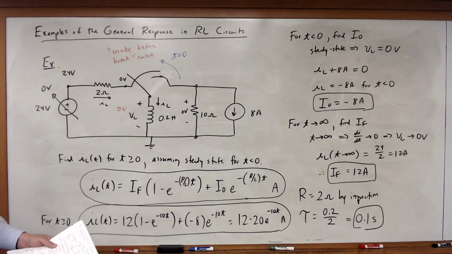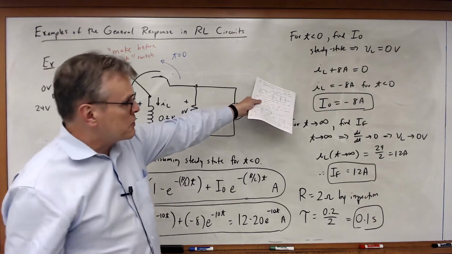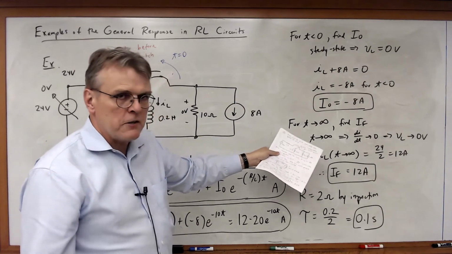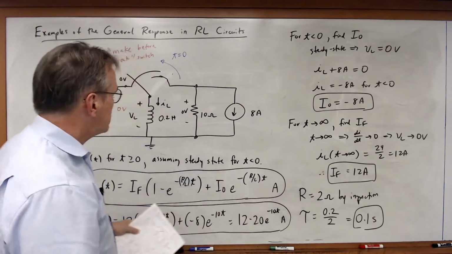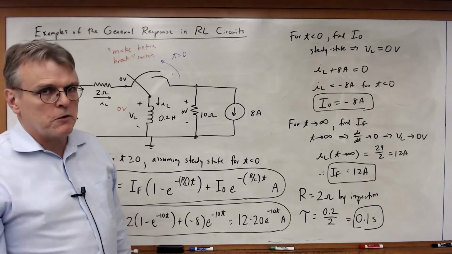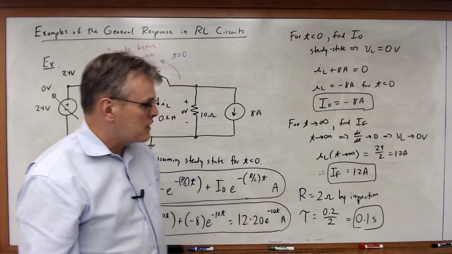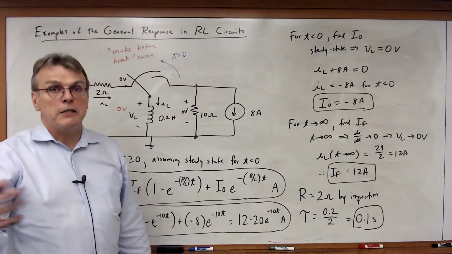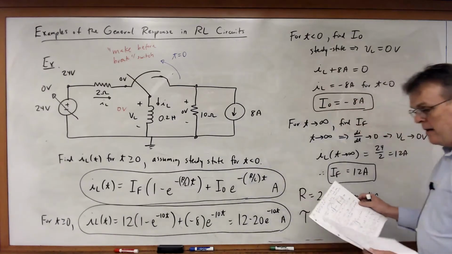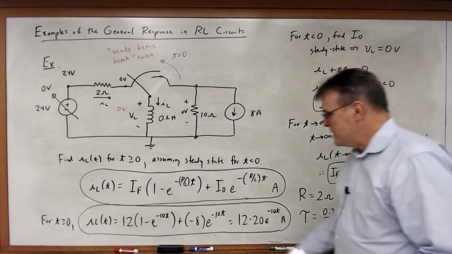So, pretty straightforward. Initial condition, steady state. Final condition, as t goes to infinity, steady state. In both cases, the voltage across the inductor goes to 0. The inductor acts like a short circuit. And then we find the resistance across the inductor for t greater than 0. Okay? Let's look at another problem. And this is kind of an interesting one.